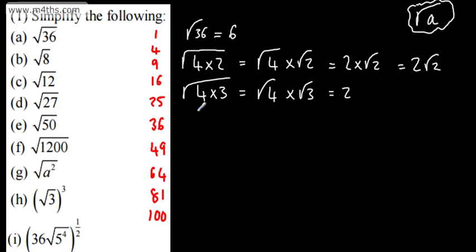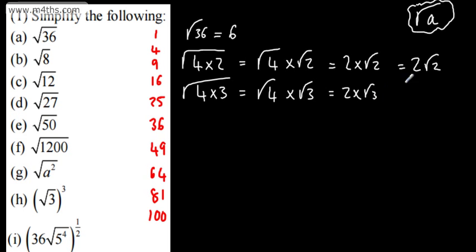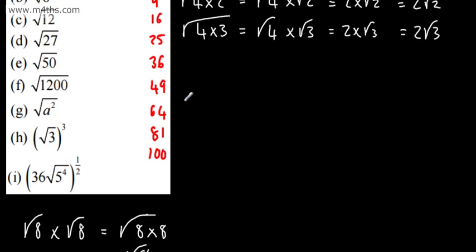This is about 1.7, the square root of 3. So root 3 as an approximation is about 1.73. But we would write it now as 2 lots of root 3. This step here is not necessary. I'm simply showing how I'm splitting up. So that would be 2 root 3.